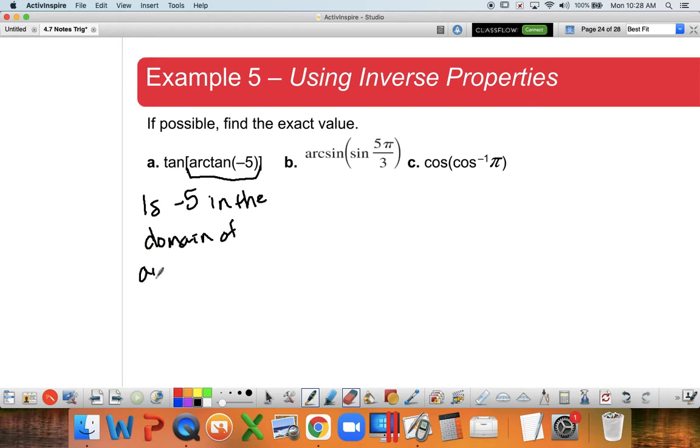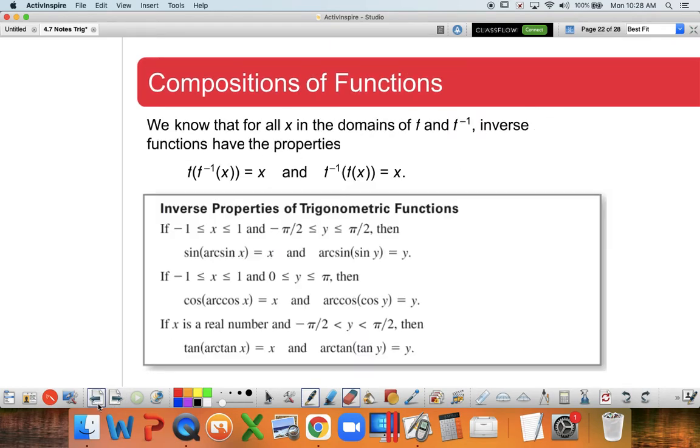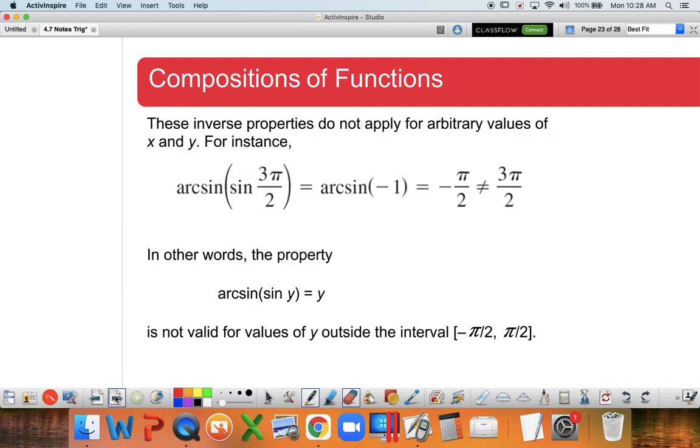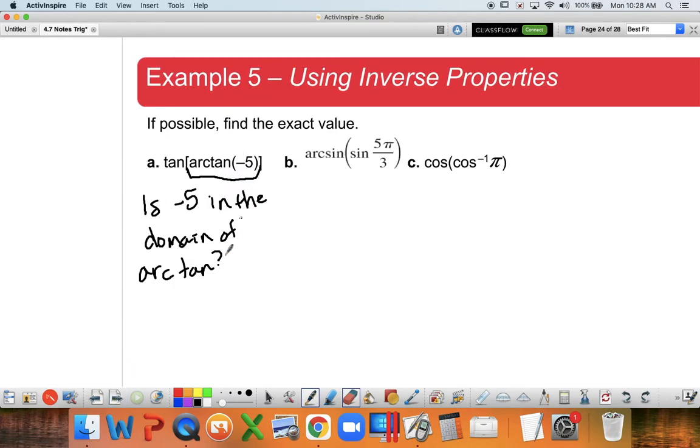of arctan? And if we're not sure, remember, you've got this picture back here. Let me go back to it, where we define our domain. So looking at arctan, the domain is all real numbers. So I can plug in any number I want for arctan. So that tells me, yes, it is. So because tangent and arctangent are inverses of each other, they cancel each other out, my answer to this question is just -5.